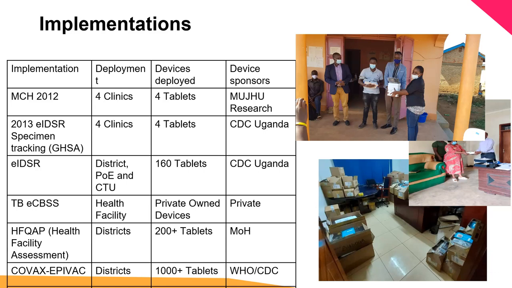And again for EIDSR, looking at mainly the COVID, we have 160 tablets deployed at district level. And that supports both point of entry and also the CTUs, the COVID treatment units. We also, of course, have rolled out TB surveillance in Uganda.